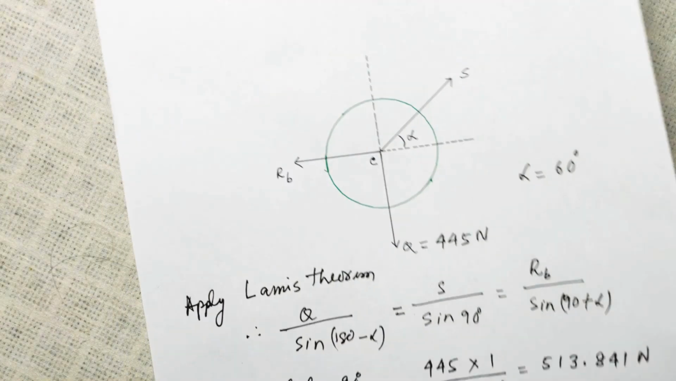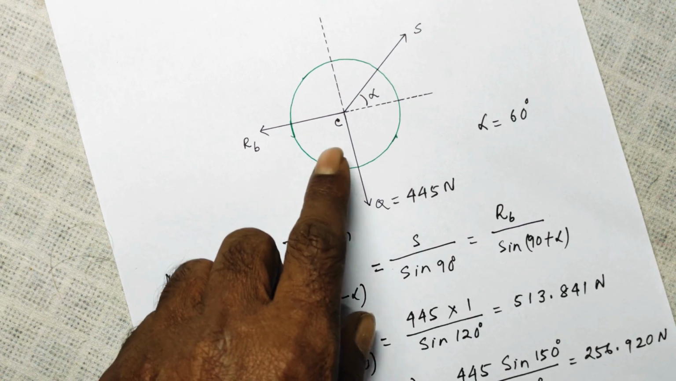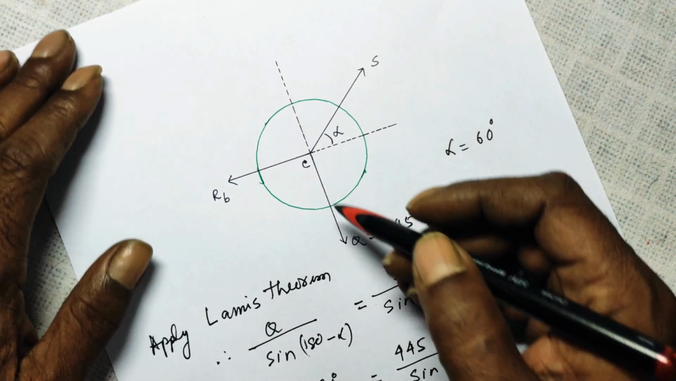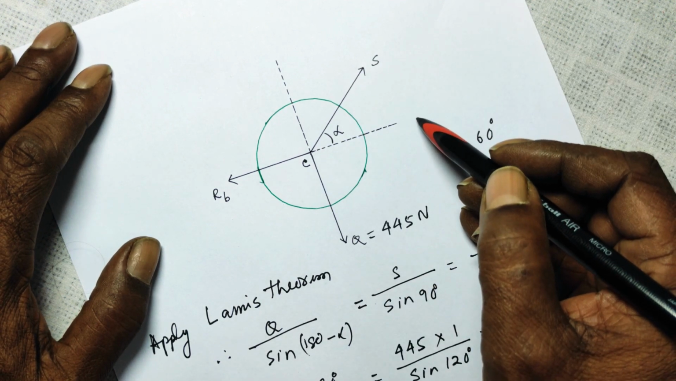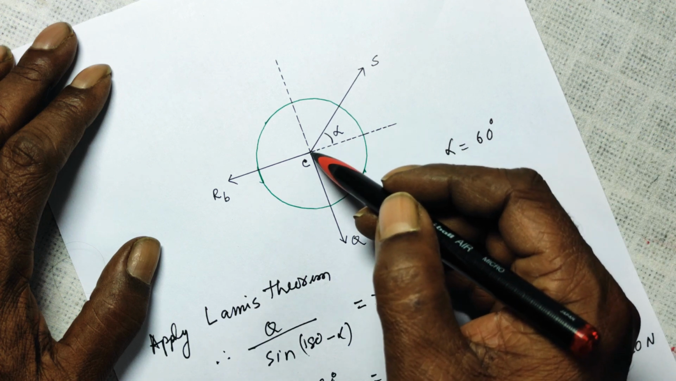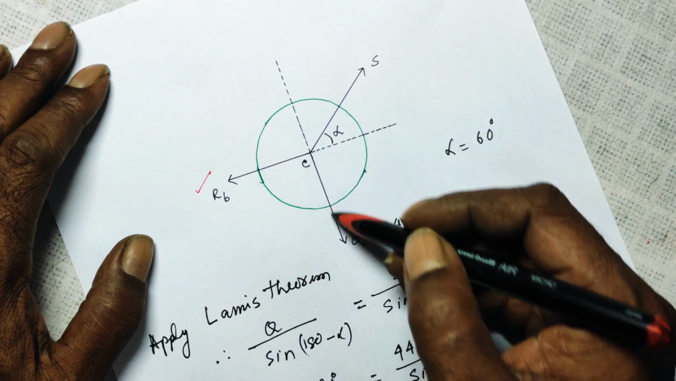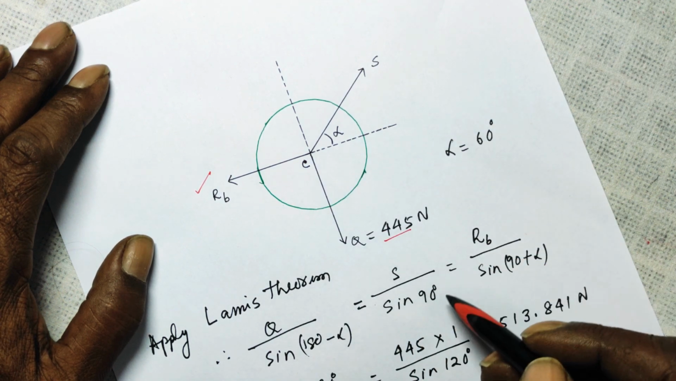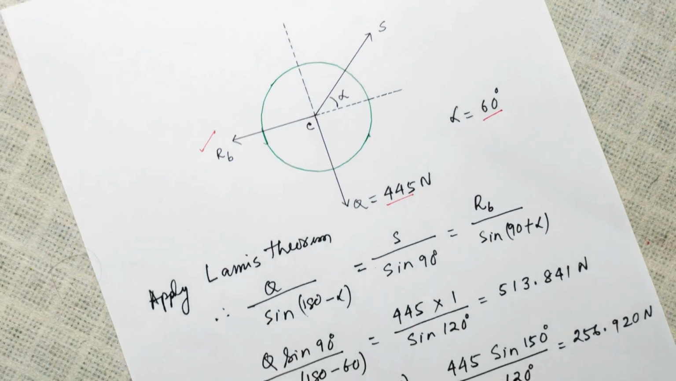I have again redrawn the diagram for you, taking the same circular roller here. From point C to this side is your tension. The reaction force provided by the wall on this side is passing through the point of concurrence C and is to this side, it is RB, and the weight is vertically downward. Q is equal to 445 Newton. Alpha we just calculated as 60 degrees.